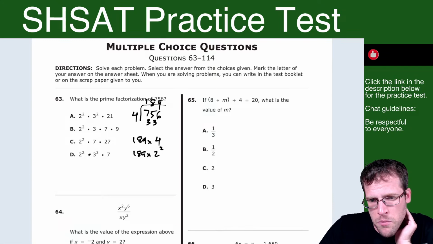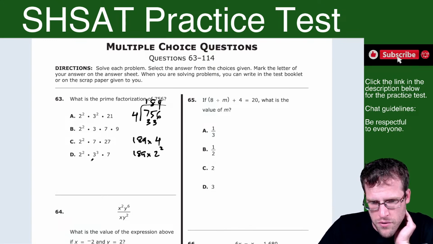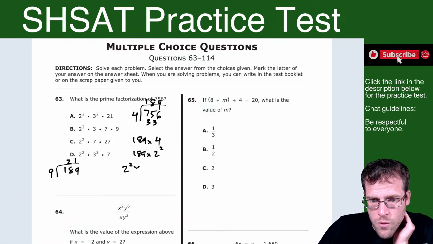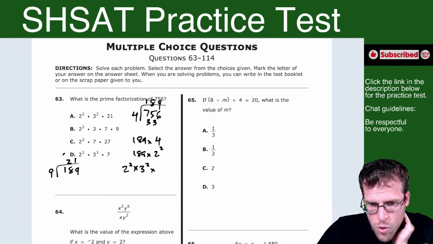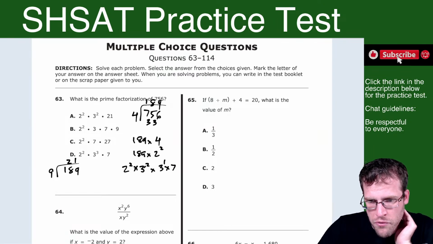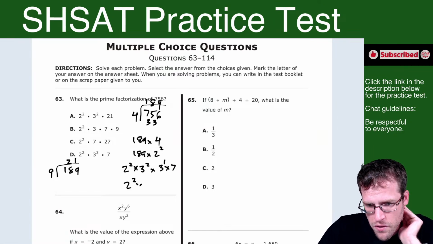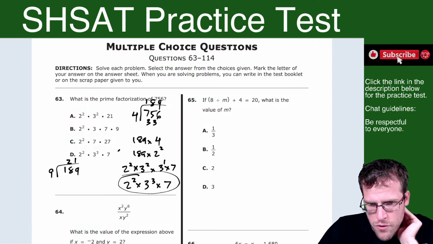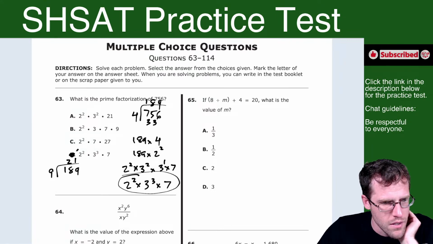Is it divisible by 3 to the third, though? But whatever, I'll just divide it by 9 first. So 9 goes into 18 twice, 9 goes into 9 once. So, okay, so it's 2 squared times 9 is 3 squared times 21. I could call that 3 times 7. So then 3 to the second times 3 to the first is 3 to the third. So this, 2 squared, 3 cubed, 7, is choice D. Okay?